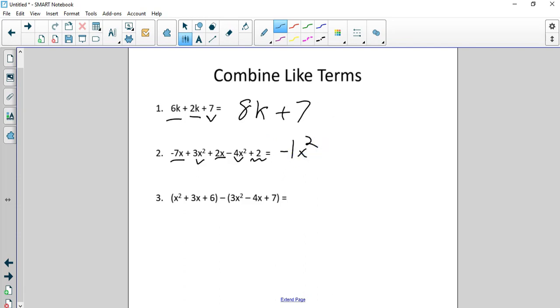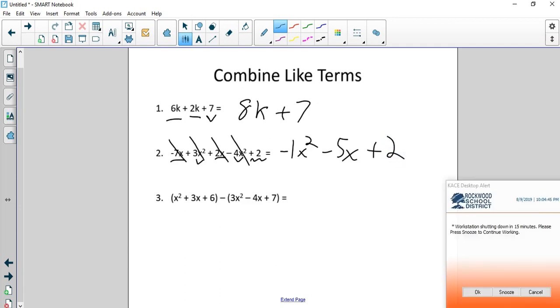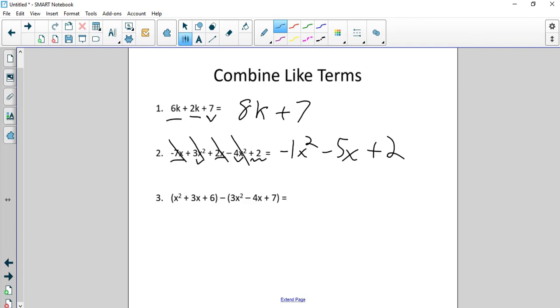X squared. Now, in this case, it's sometimes helpful to cross out what you've already done to make sure you don't get confused later on. Now I'm going to combine my x's. -7x plus 2x, same thing as 2x minus 7x, which is minus 5x. And then what's left? Just the 2. And I've done it.